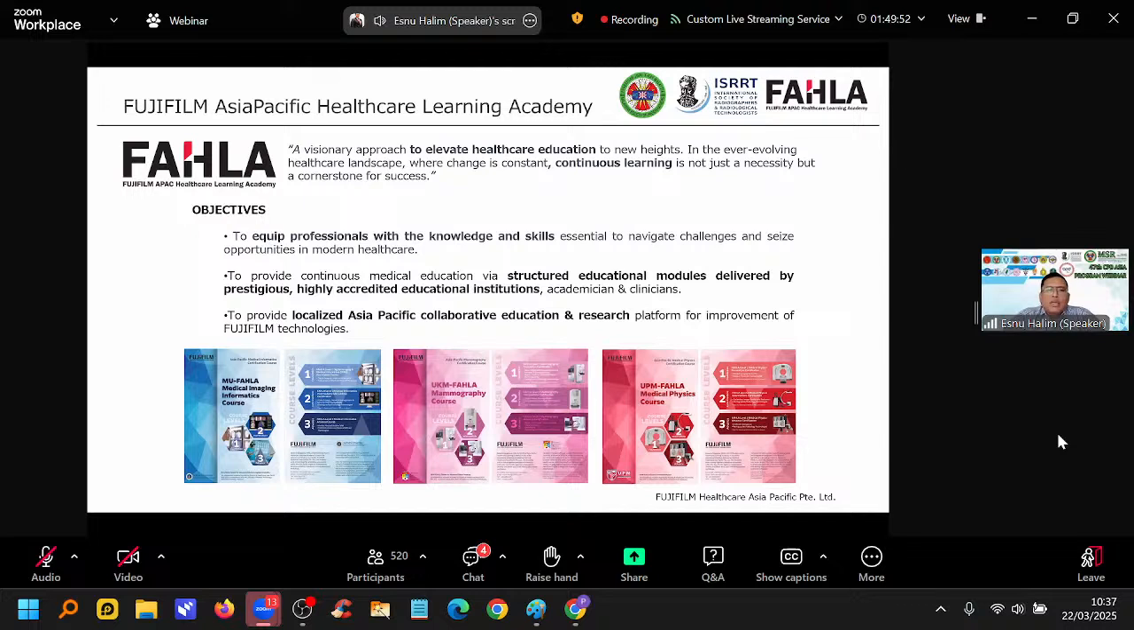And the second one is that we are not doing it from our end. We work together with highly accredited top educational institutions, as I mentioned, together with their faculty, to come up with a structured educational module. And last, we also create localized Asia-Pacific collaborative tools and also support some of the research. We have done quite a lot in terms of that.